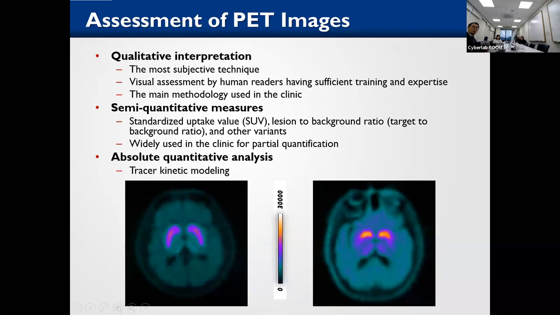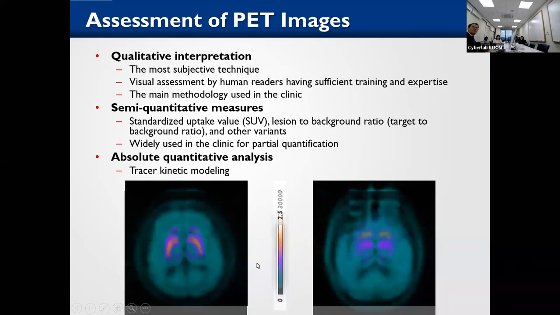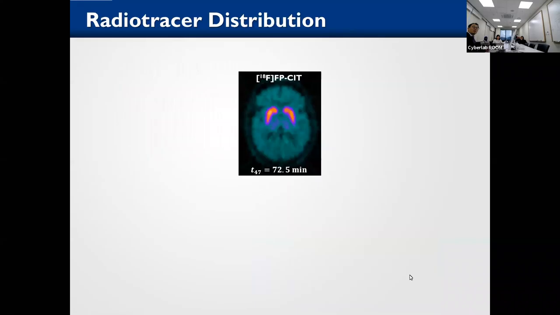So what is the problem with this type of reconstructed image or SUV image? This is a reconstructed image after maybe 60 minutes of waiting and then 20 or 30 minutes of scanning for the dopamine transporter imaging. This PET is for dopamine transporter imaging. So can you say anything about these images?